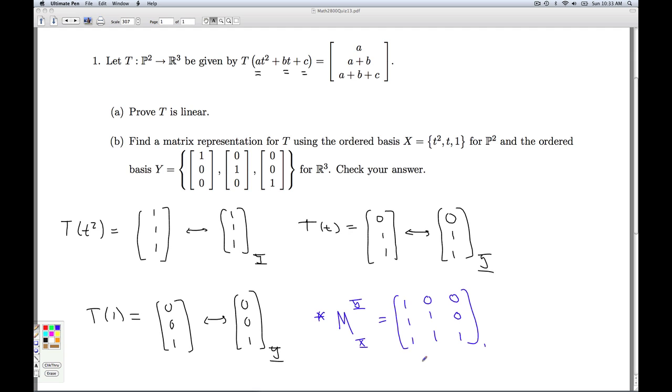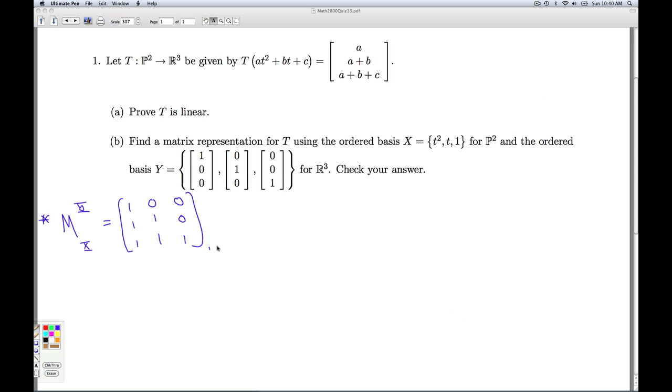Now how am I going to check that answer? Okay, so how do I check that this is the correct matrix representation? Well, I take a generic element of P2, express it in x coordinates, multiply by this matrix, and see that that's my answer expressed in y coordinates. So if I take a generic element of P2, a t squared plus b t plus c, and I express it in x coordinates, I get the column (a, b, c).